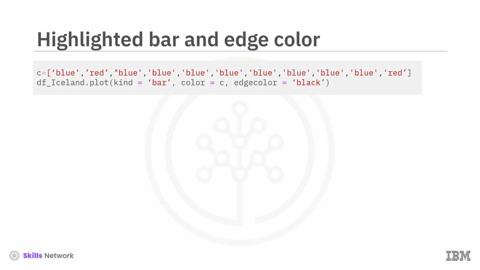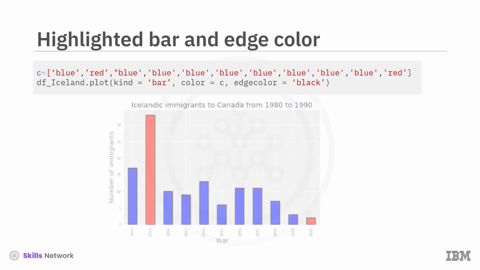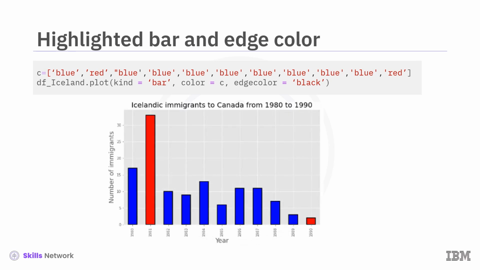Let's suppose you want to highlight the years with the highest and lowest number of Icelandic immigrants to Canada between the year 1980 to 1990. You can pass a list of colors to the color parameter accordingly. Here we have highlighted the bars for the years 1981 and 1990 with the color red.